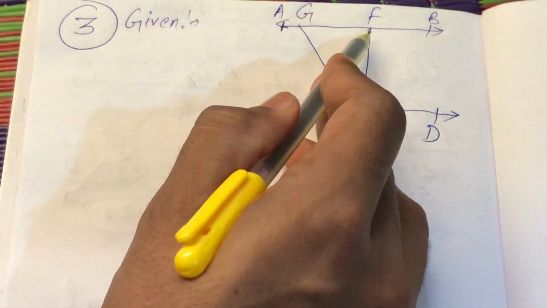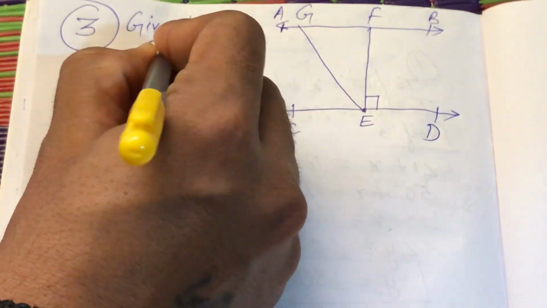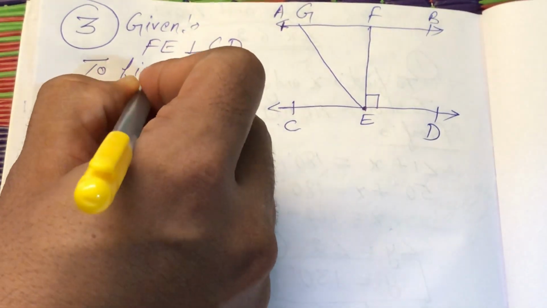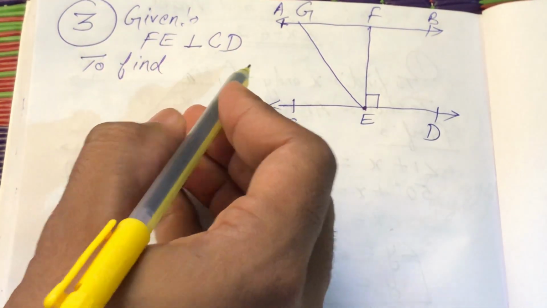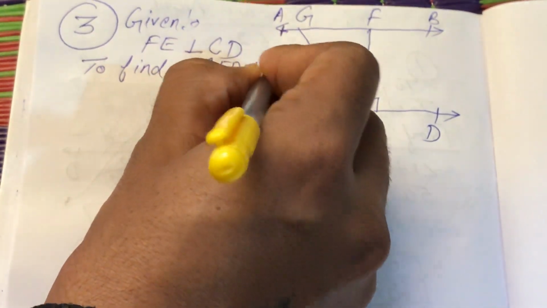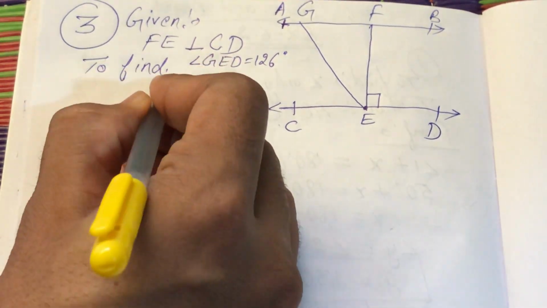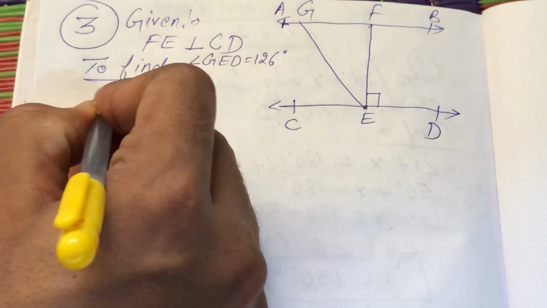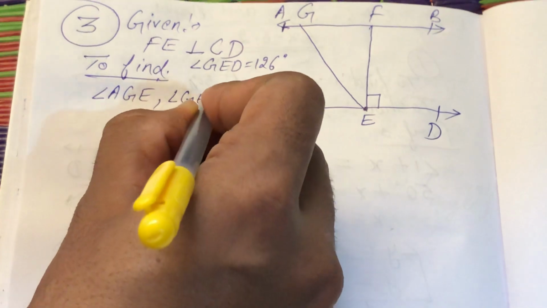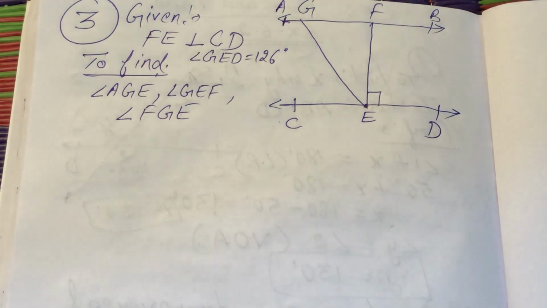We are given with FE perpendicular on CD. And also one more thing we are given with. Angle GED equals to 126 degree. This is also given. What we need to find is angle AGE, angle GEF, angle FGE. These things we need to find.